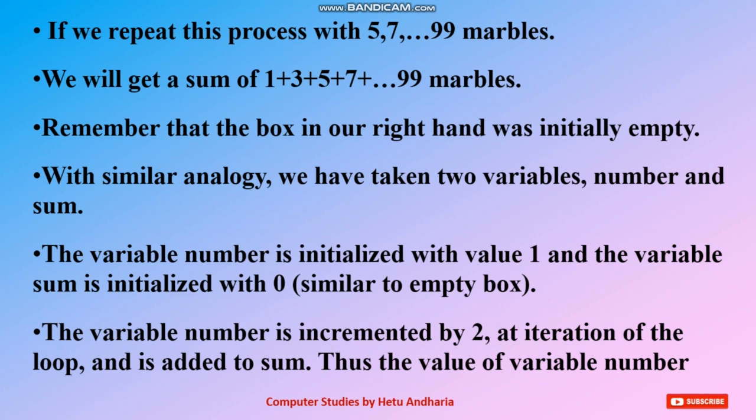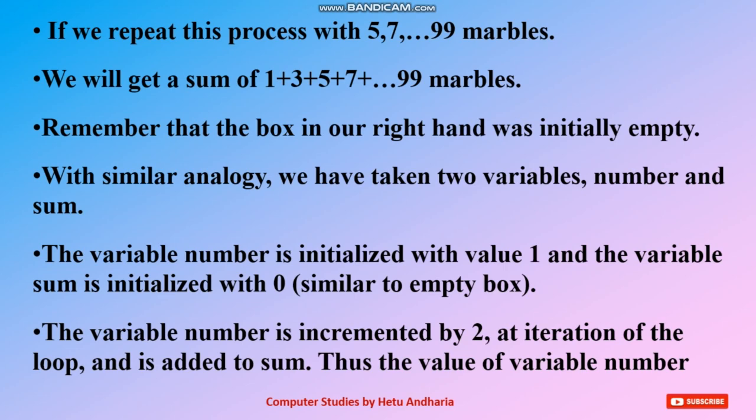The variable number is incremented by 2 at every iteration of the loop. Now this loop is a new word for you, or I don't remember. Yeah, I had taught you in the last video. Looping means continuing the same steps again and again. Okay, so at the iteration of the loop, number is added to sum.